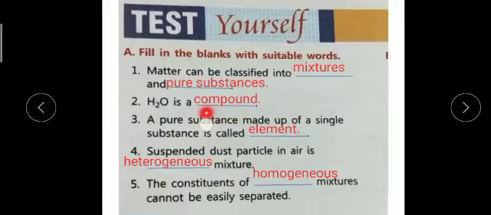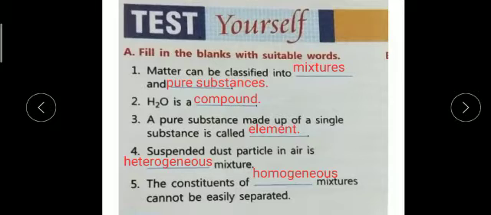Water is a compound. As you know, water can be a pure substance also, but the answer is compound. It is made up of hydrogen and oxygen. A pure substance made up of a single type of atom, I told you just now, is called an element. Now, suspended dust particles in air. Suspended means they are suspended, we can see them, we can feel them, they can go into our eyes.